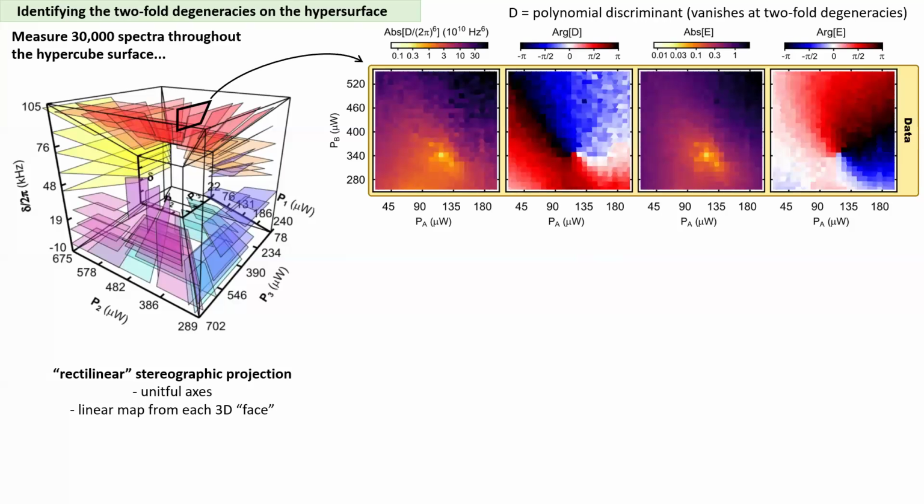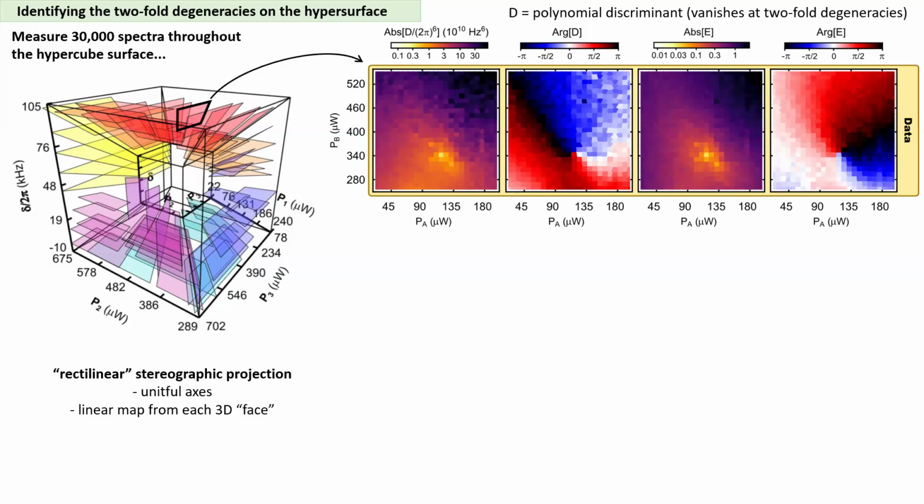Okay. So here is that hypercube that we went through. It's convenient for us to take data on 2-dimensional sheets. And so these are all the 2-dimensional sheets on which we measured spectra. At the end, we measured about 30,000 of them. The way it looks is the following. Here's one of the sheets, just shown in 2D. Here we're rastering 2 of the powers.